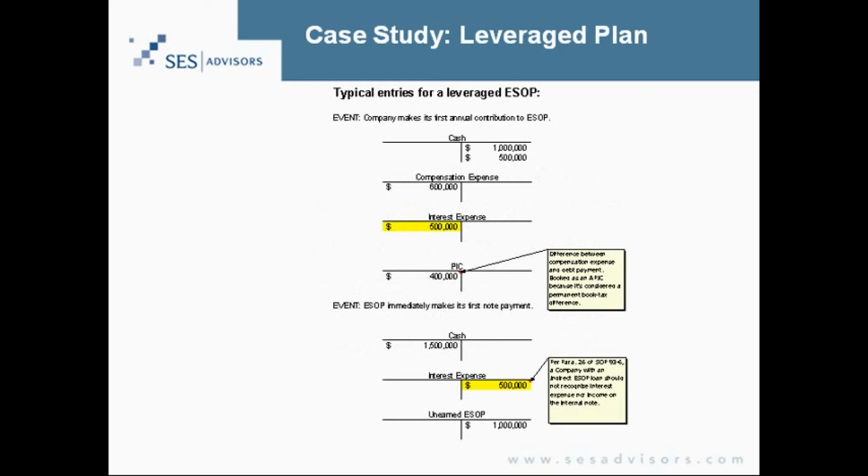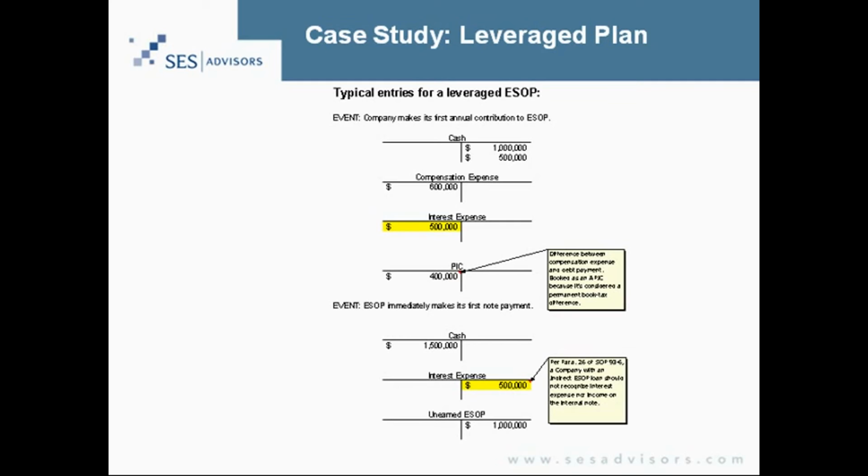Our interest expense is $500,000, contribution of $500,000 to pay interest on this transaction. What do we do with the difference? Well, the difference becomes an adjustment to paid-in capital. This is not that intuitive, but one way to look at it is it becomes a permanent book tax difference. It's a difference that doesn't reconcile itself. In our case, we're taking a deduction for tax purposes, $1 million expense for the principal on the ESOP, and we're only recording compensation expense of $600,000, so it becomes a paid-in capital adjustment.